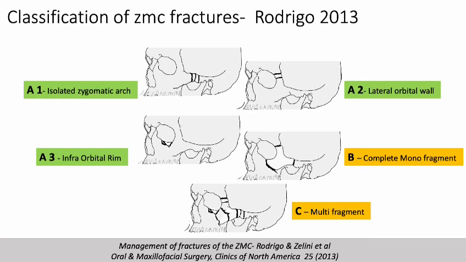A1 referred to fractures which were isolated zygomatic arch fractures. A2 lateral orbital wall fractures. A3 infraorbital rim fractures. B represented complete monofragment with disarticulation at all sutures, and type C referred to multifragmented fractures.